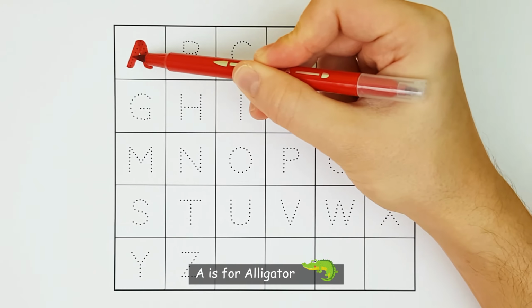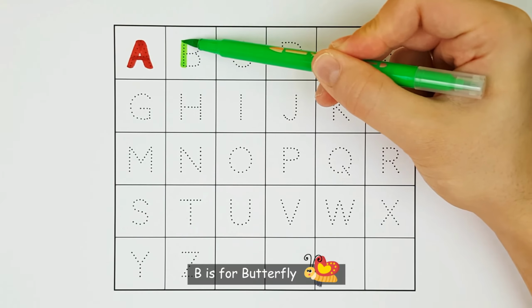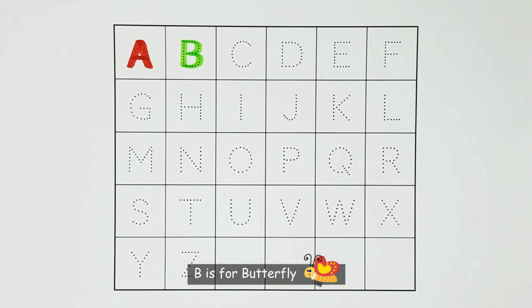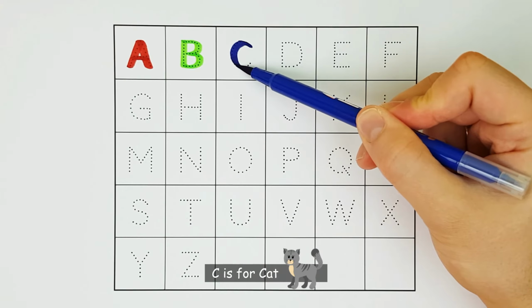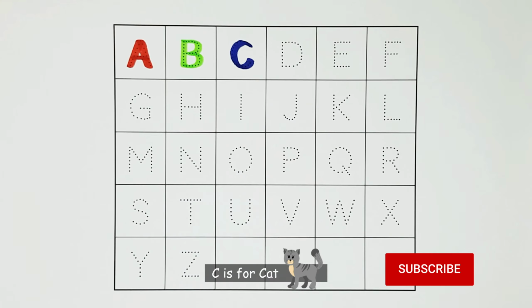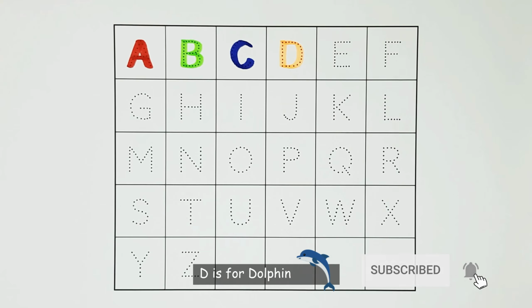A. A is for alligator. B. B is for butterfly. C. C is for cat. D. D is for dolphin.